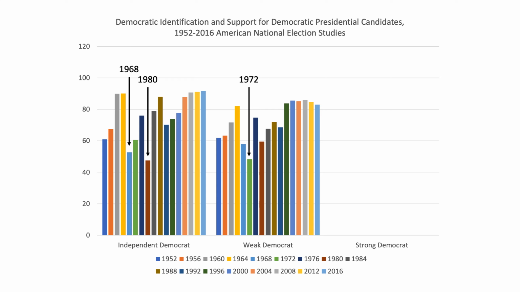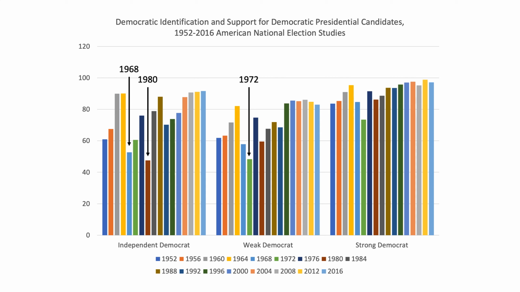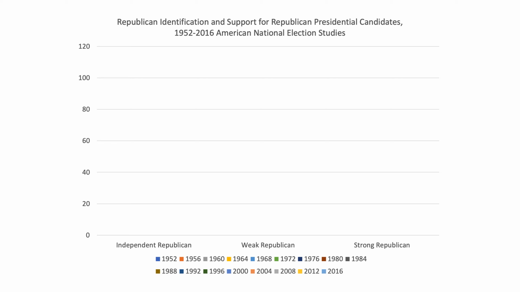But notice again, perhaps the last 5-6 presidential election bars, it's well over 80% support among weak Democrats. Among strong Democrats, it's fairly more consistent, but again, there's that dip in 1972 as among weak Democrats. But notice when we get into the most recent presidential elections, almost close to 100% support from strong Democrats to Democratic presidential candidates.